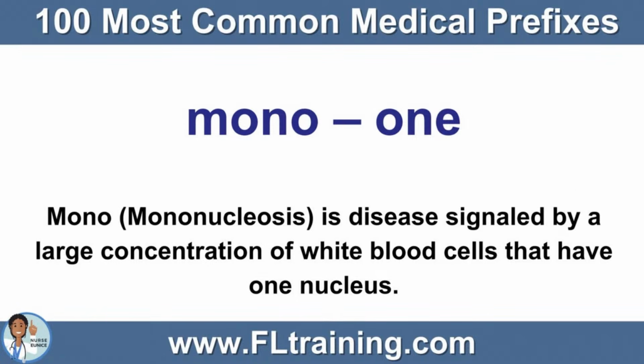Mono means one. Mono, as in mononucleosis, is a disease signaled by a large concentration of white blood cells that have one nucleus. So, mono or mononucleosis, white blood cells with one nucleus, and they're going to be in the mono family.